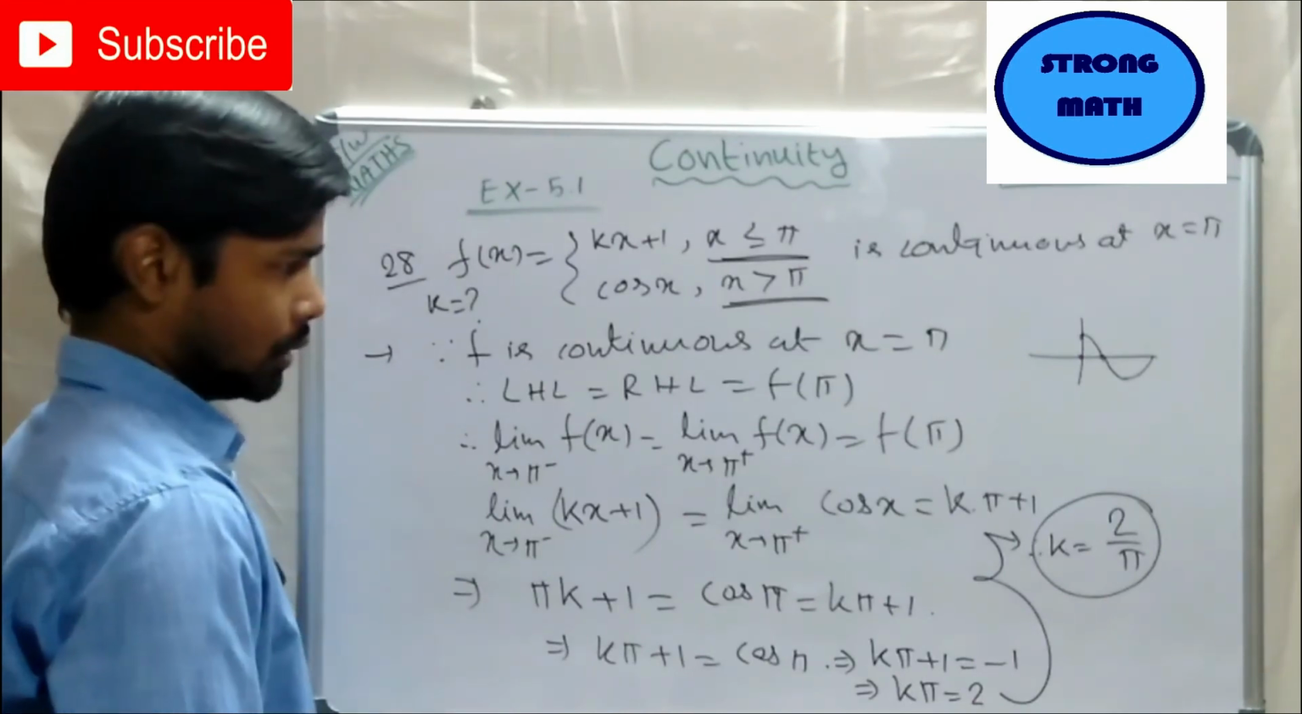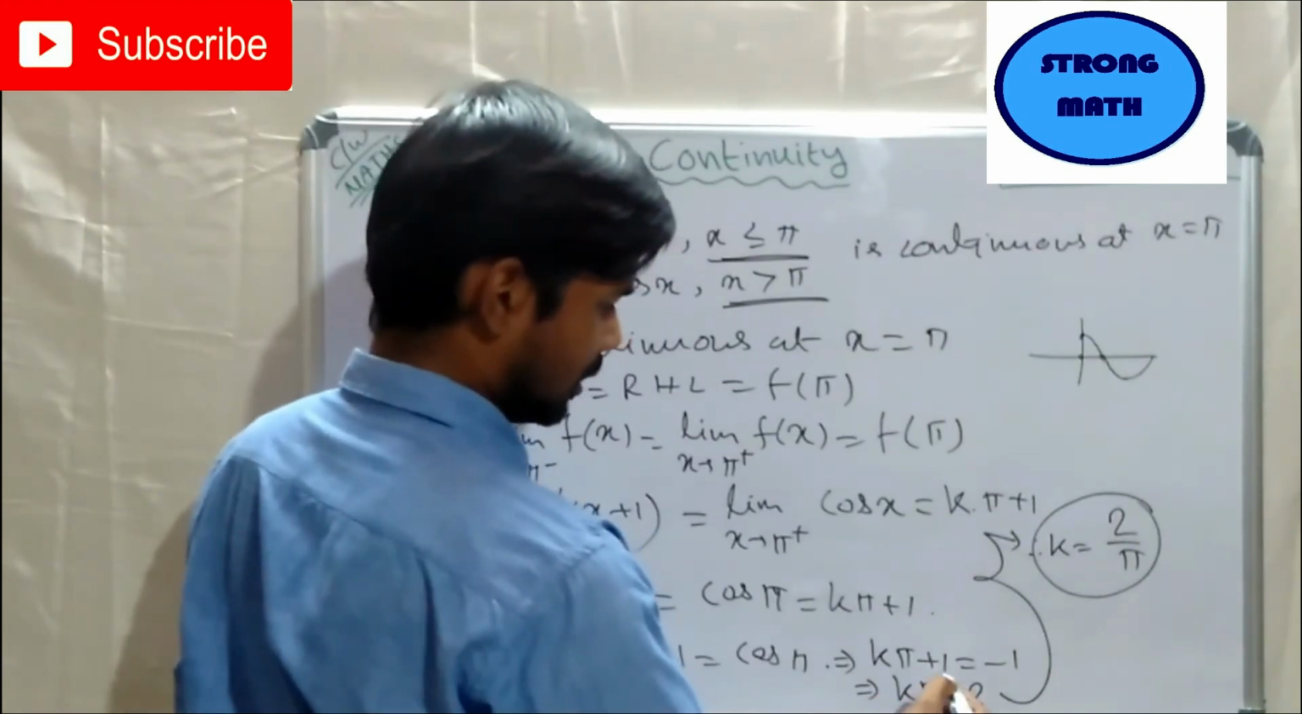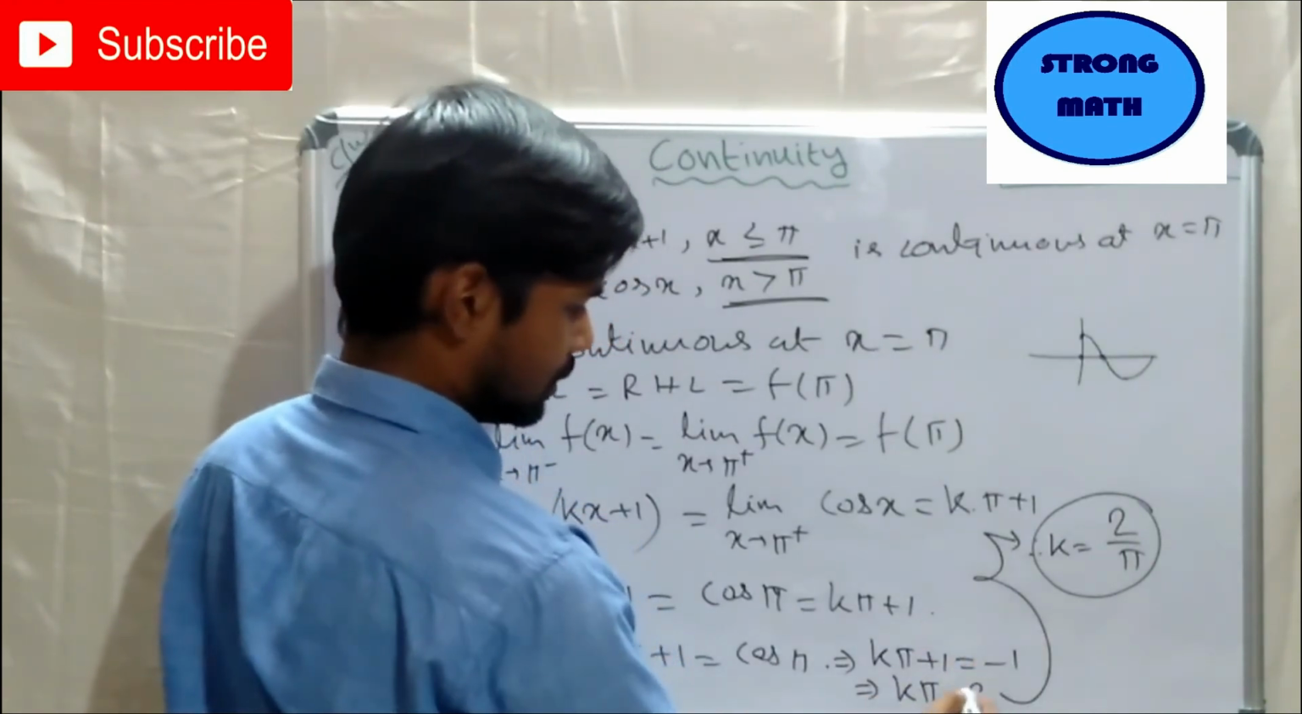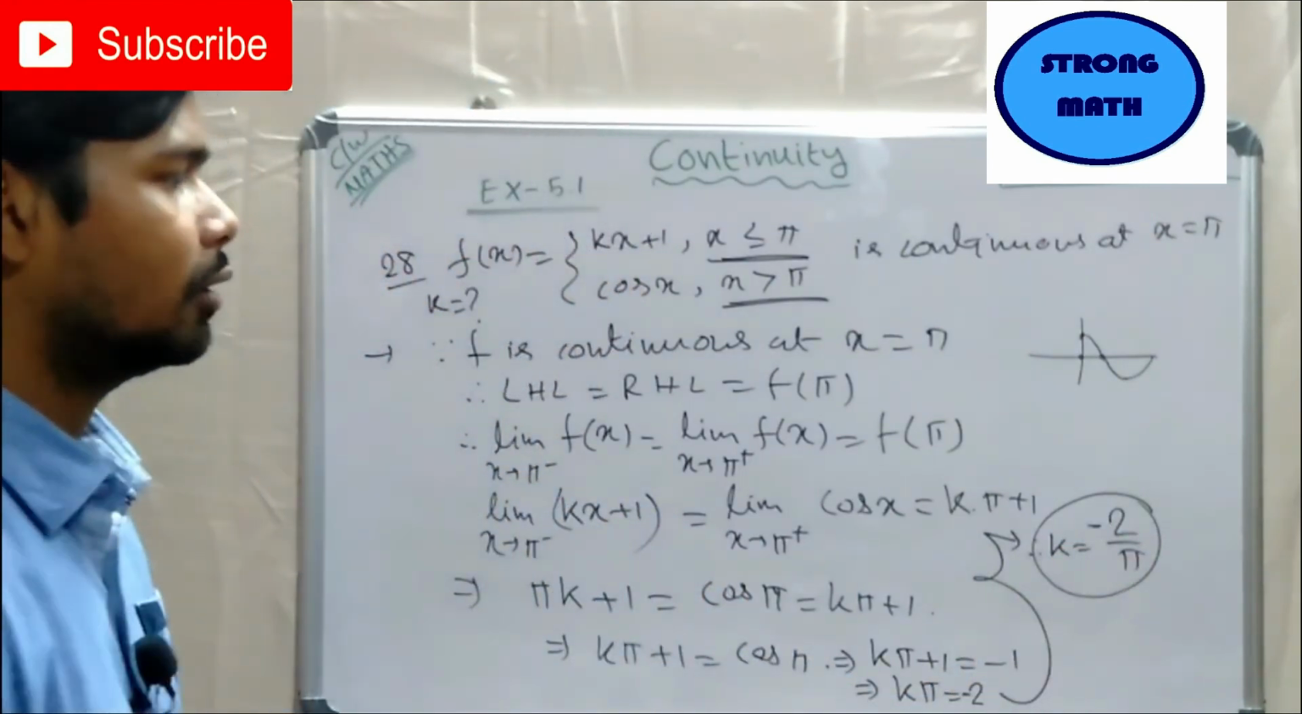Clear? I did a silly mistake here. If we take plus 1 to this side, then this will become minus 2, so this will be minus 2 by pi.